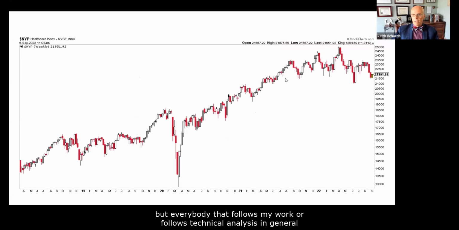But everybody that follows my work or follows technical analysis in general knows that this is a consolidation pattern. I mean, you could pretty much draw a horizontal line here. Healthcare actually is down, but it doesn't look like the S&P 500 or the TSX 300. It's held out quite well. So, to me, it looks like a trading range.